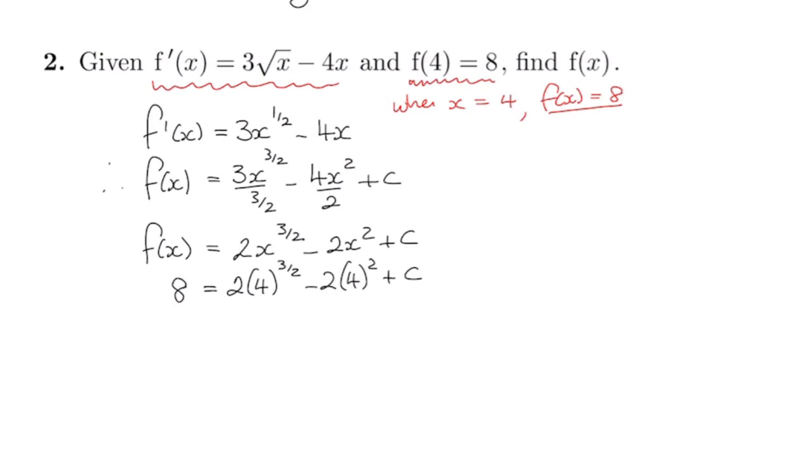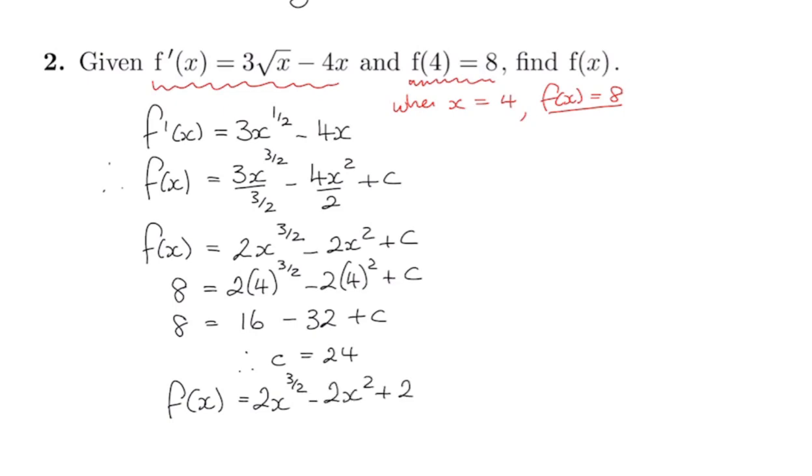Then we can work that out. Remember the power 3 over 2 means the square root of something cubed. So 4 square rooted is 2, 2 cubed is 8, times 2 is 16, and 4 squared is 16, times 2 is 32, so it's minus 32 plus c. If we work that out, we get that c is 24. Then we can put that back, so f of x equals 2x to the power 3 over 2 minus 2x squared plus 24.